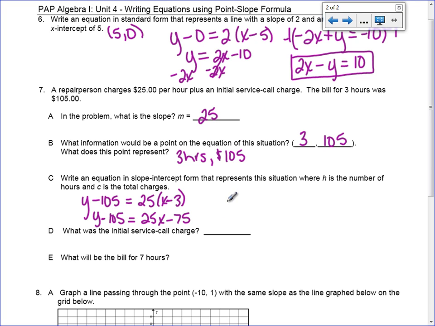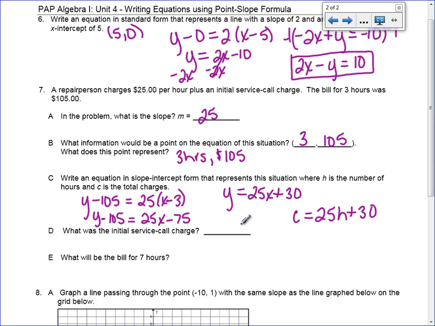And then I'm going to have to add 105 to both sides, so I get y equals 25x, because that was my slope. And then when I add 105 to negative 75, I get 30. So we're going to convert. H is the number of hours, and C is the total charge. Well, it's $25 per hour, so it's going to become C equals 25H plus 30. So that's your equation in slope-intercept form. These are the same thing. I just simply substituted the variables they asked us.